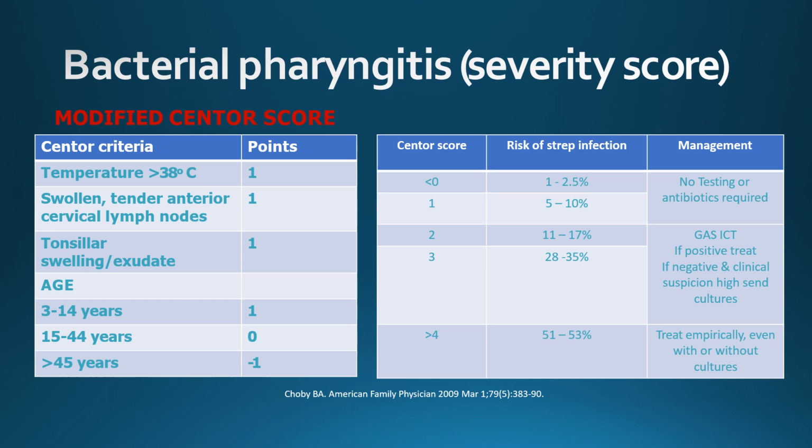Then based on the Centor score, if the score is less than 0, the risk of streptococcal infection is about 1 to 2.5%. If it is 1, the risk of strep infection is 5 to 10%. In such cases, with a score of 0 to 1, no testing or antibiotics is required. But if the score is 2 or 3, do a GAS rapid antigen test; if positive, treat; if negative and clinical suspicion is high, send cultures. If it is 4 or more, treat empirically, with or without cultures. So based on the Centor scores, we have the risk of streptococcal infections and the line of management.